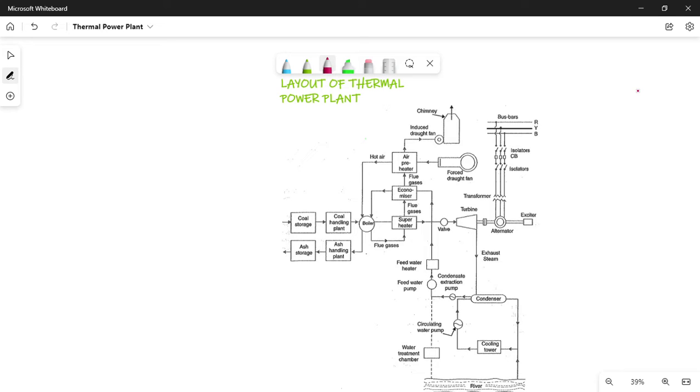Hello students, in this video we will discuss the layout of a thermal power plant. The diagram shows the layout of a typical thermal power plant.